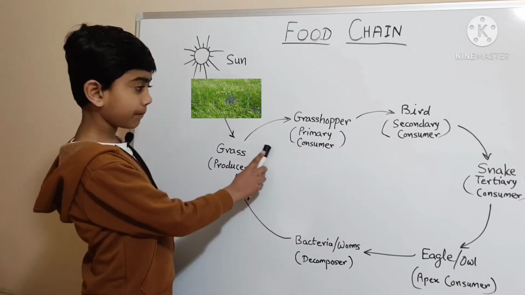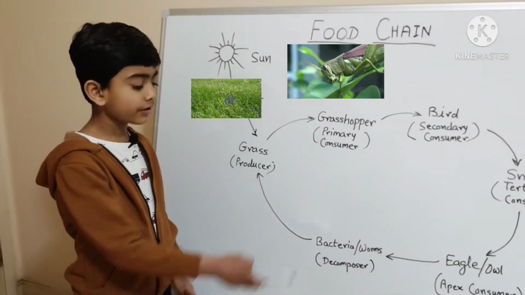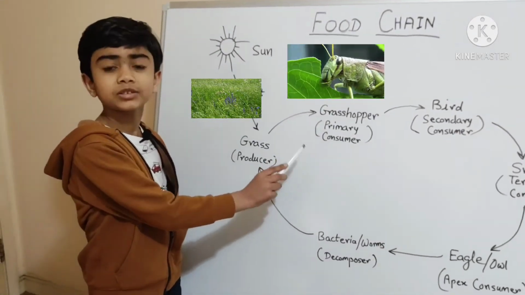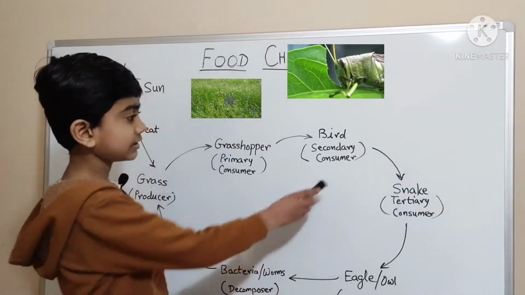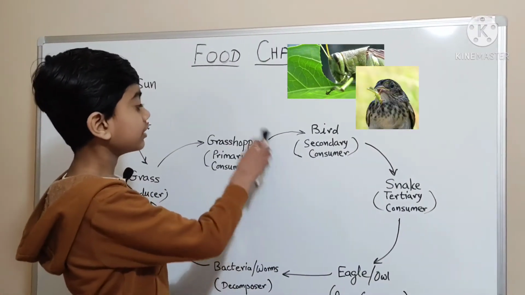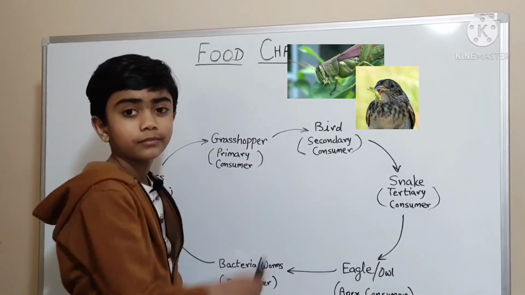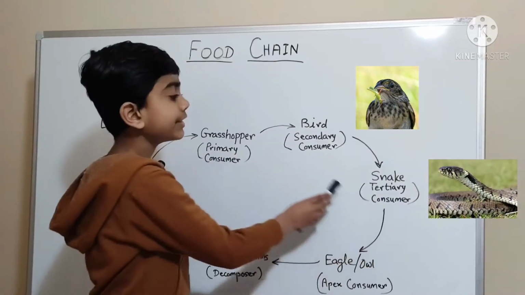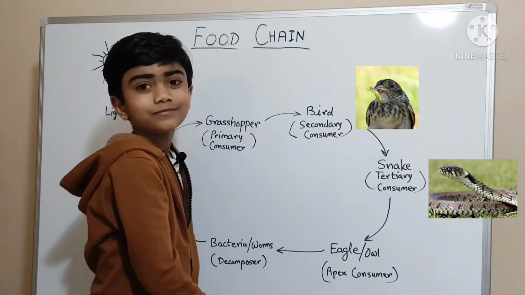In this example, the grasshopper eats the grass, the producer. The grasshopper is a primary consumer, whereas the bird eats the grasshopper and it's a secondary consumer. The snakes can eat the bird, so they are the tertiary consumers.